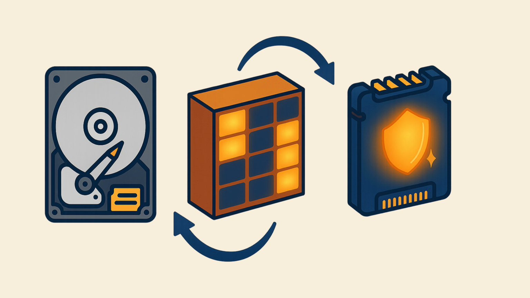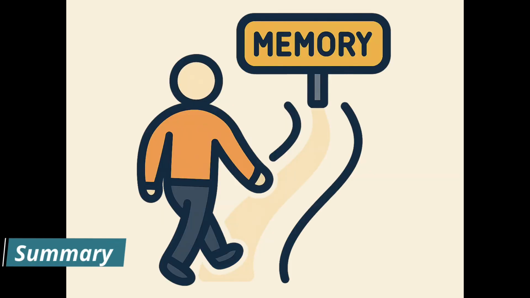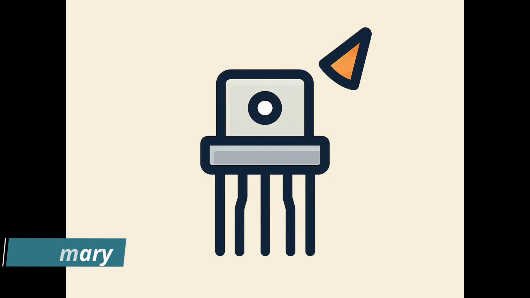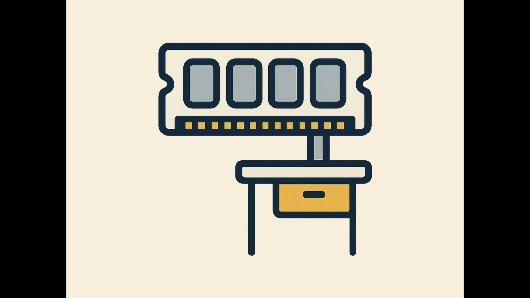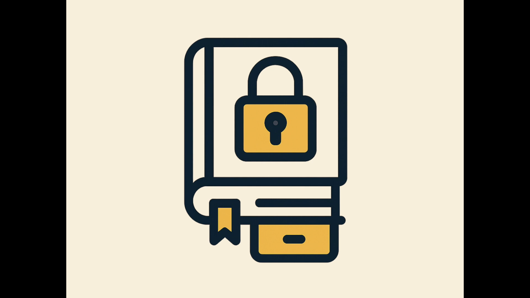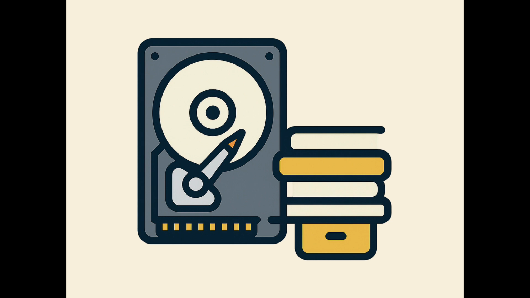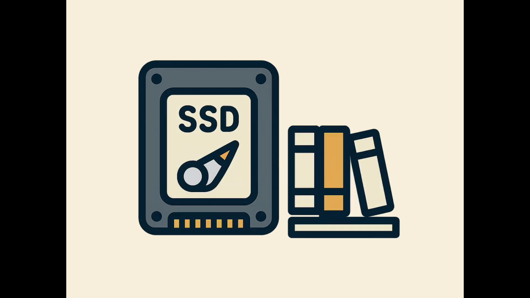From spinning libraries to digital bookshelves, storage has come a long way. And now we can see the full picture of how computers remember. We've taken a journey through the memory of computers. It all begins with transistors, tiny switches that hold ones and zeros. From there, RAM acts like a desk, keeping things ready while you work. ROM is the locked manual, guiding the computer every time it starts. Hard drives are spinning libraries, storing huge collections of files. And SSDs are digital bookshelves, giving instant access with no moving parts.